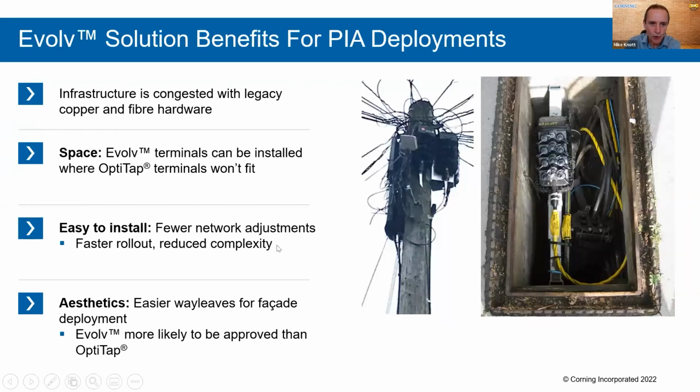Going back to PIA deployments, the infrastructure is congested with that legacy copper and fiber infrastructure. The benefits of these smaller terminals are in terms of space. So, the terminals can be installed where OptiTap terminals won't physically fit. They're easy to install. There's fewer of these network adjustments which are going to be needed, faster rollout and reduced complexity. And of course the aesthetics. So where terminals are placed on facades, then the way leaves are going to be easier for these more attractive terminals.